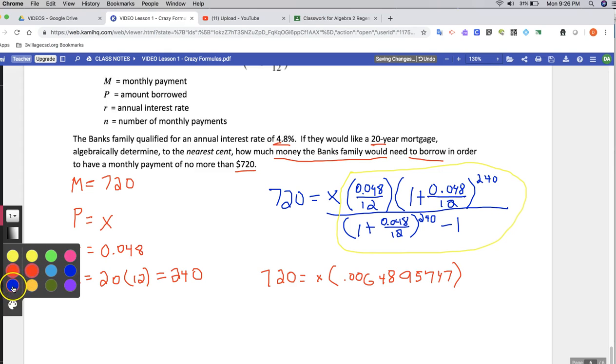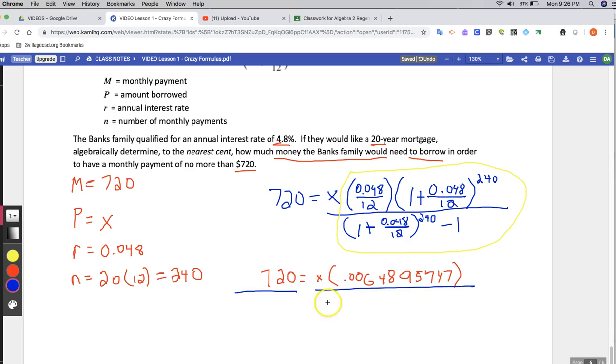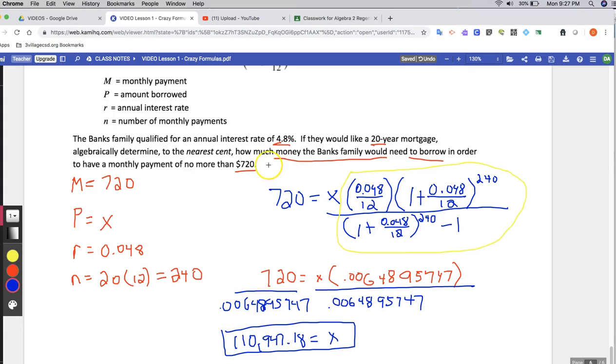And that's what we have then being multiplied to the X. And to solve for X, we just need to divide both sides by this crazy long decimal, 0.00648954747, on both sides. And when you do that, you should get that X equals $110,947.18. And that's how much money that they would need to borrow so that they would have monthly payments of no more than $720.